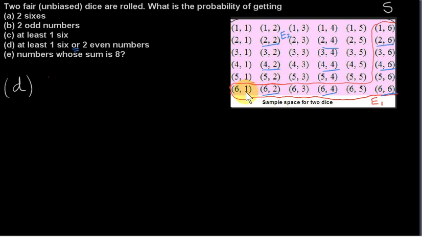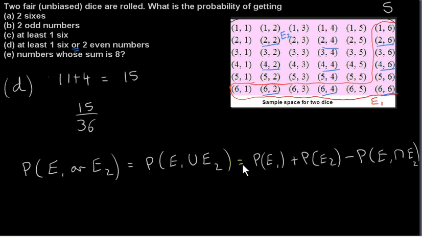So you can see here we have 11 elements inside E1, and we don't count the ones in blue twice. We have 11 plus 4 elements out here. 11 plus 4 is 15. So the answer is 15 over 36.